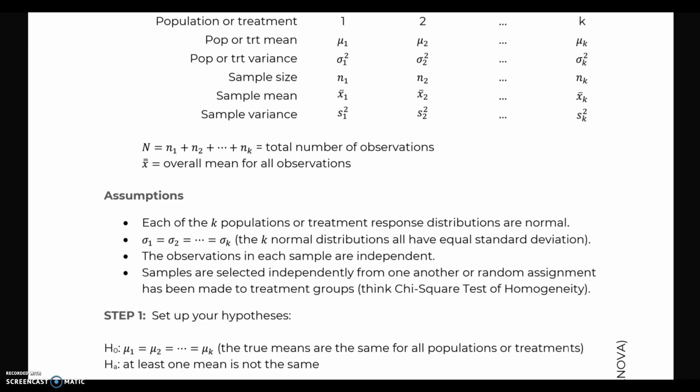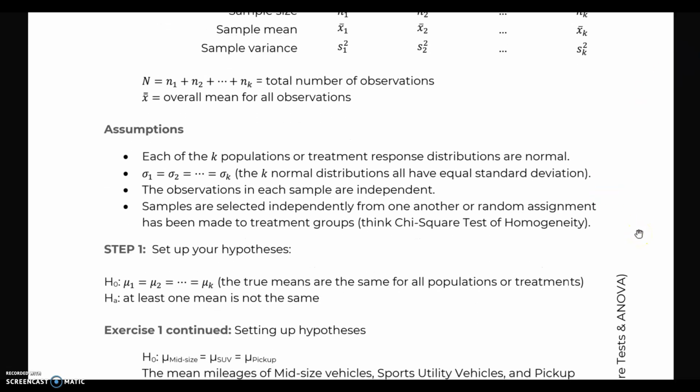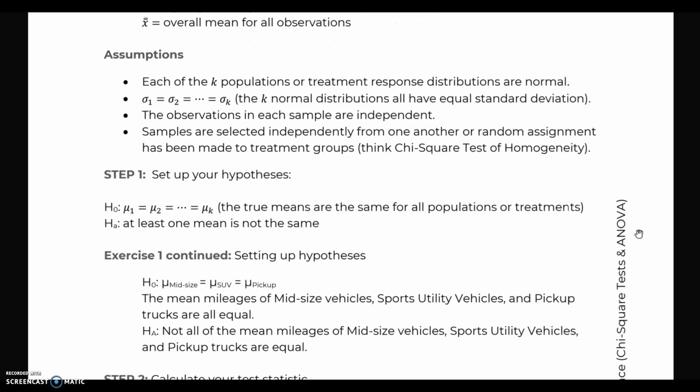The observations in each sample are independent, and the samples are selected independently from one another, or otherwise random assignment has been made to treatment groups. So just like we did with the chi-square test of homogeneity, same kind of ideas. We're going to set up our null hypothesis. Our null hypothesis is that our means, and these are our population means, are all equal. So the true means are the same for all populations or treatments. And the alternative is at least one mean is not the same.